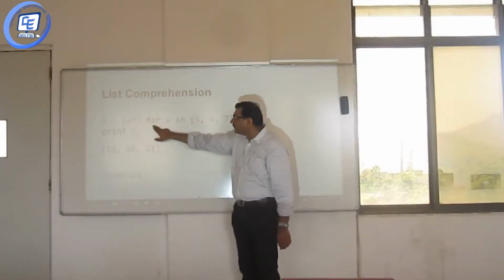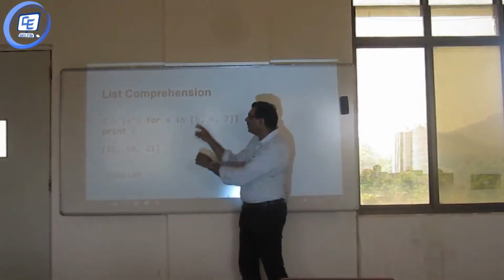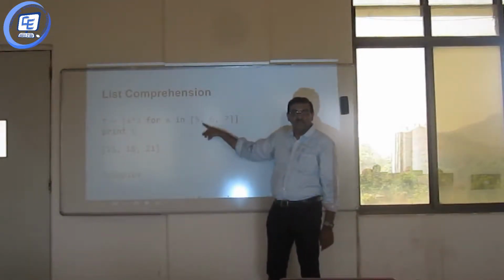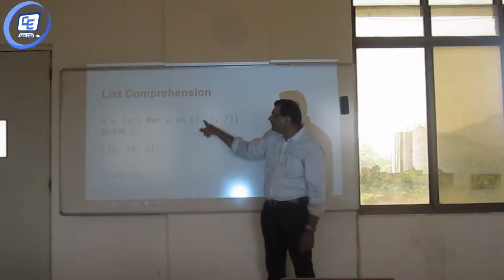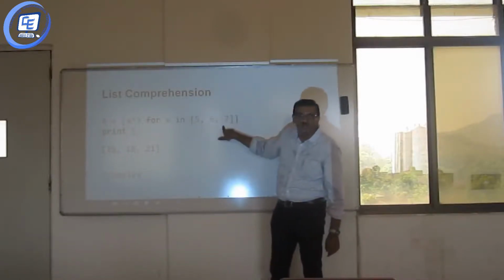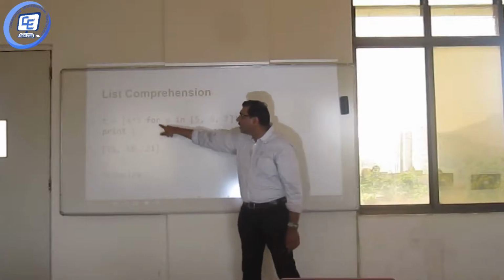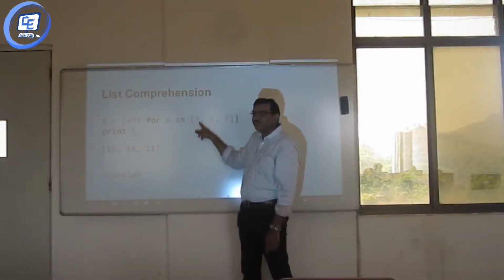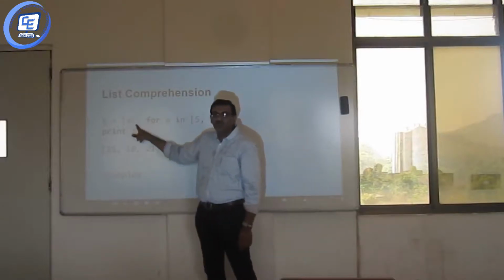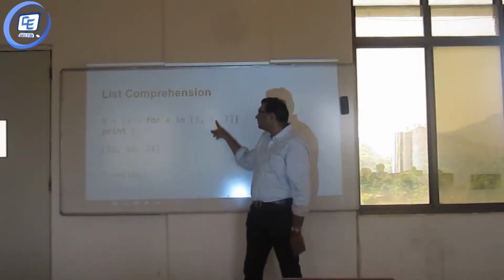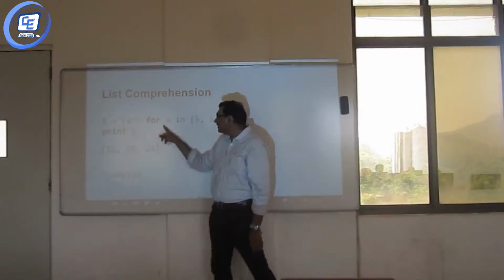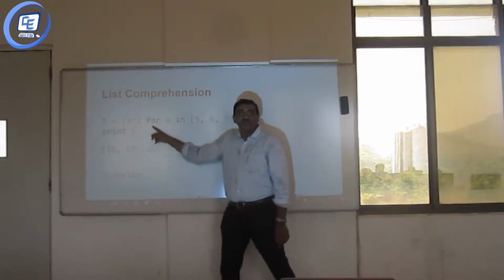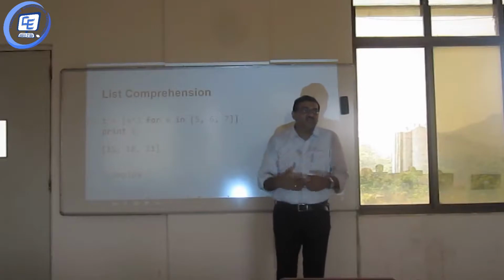So, here I am writing for X in another list. This is also a square bracket. This is another list: 5, 6, 7. So for X in this, the first time X will be 5. Then do X into 3. The next time X will be 6. Do X into 3. Next time X will be 7. Do X into 3. So in one line, I have written a list within a list.